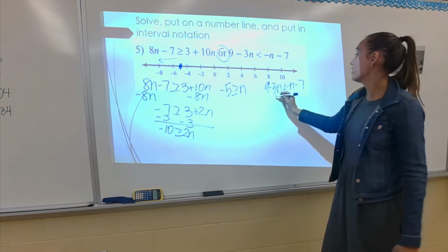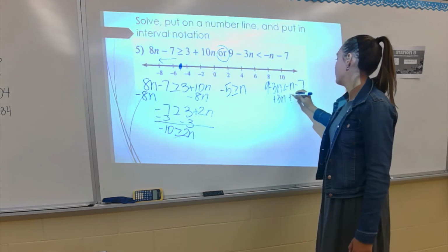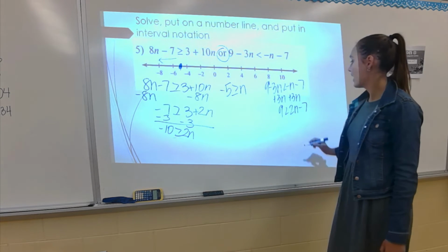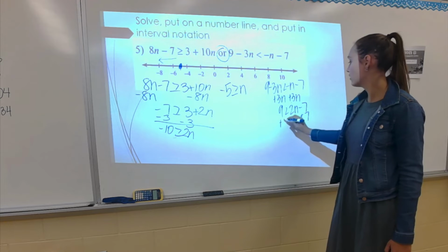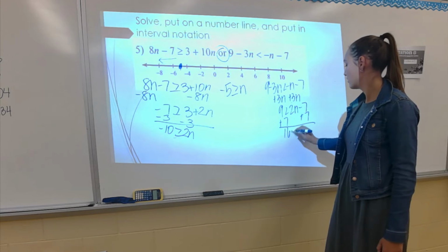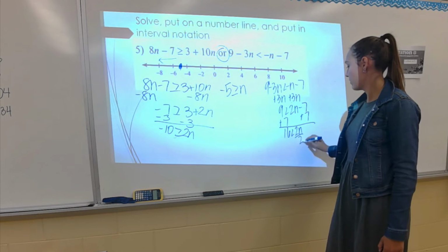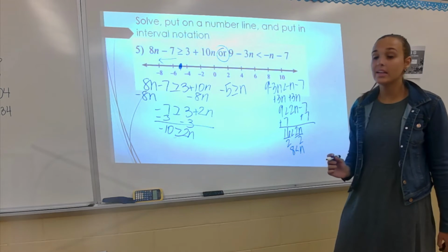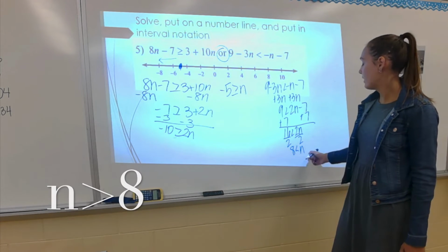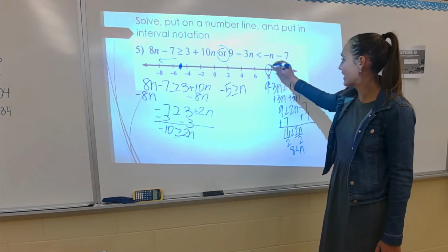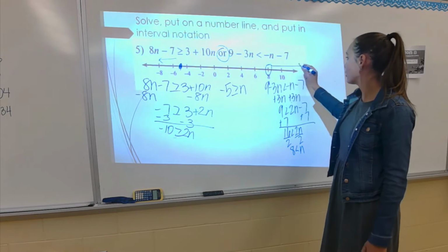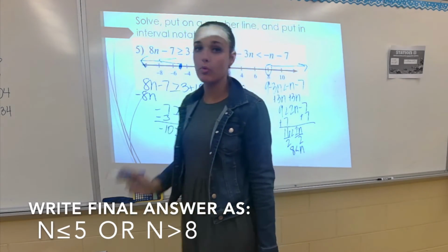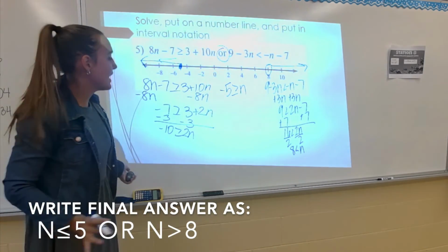Negative 3n is smaller, so in my method, that's what I would move over. Add that 7 over and divide by my 2. And we get n is greater than 8. So I'm going to put an open circle on 8, and I go in this direction. And now we can fill it in because we are going in opposite directions like we wanted. So we probably have done this right.